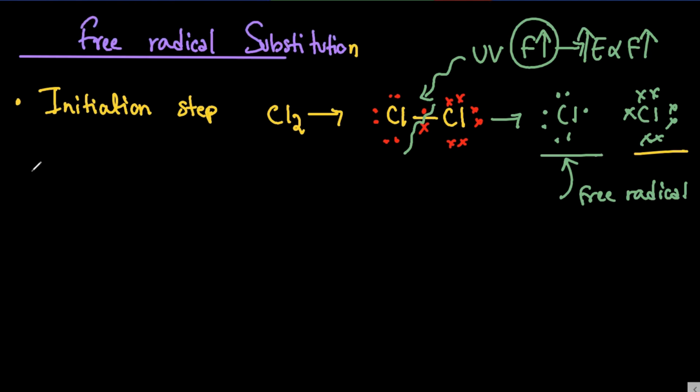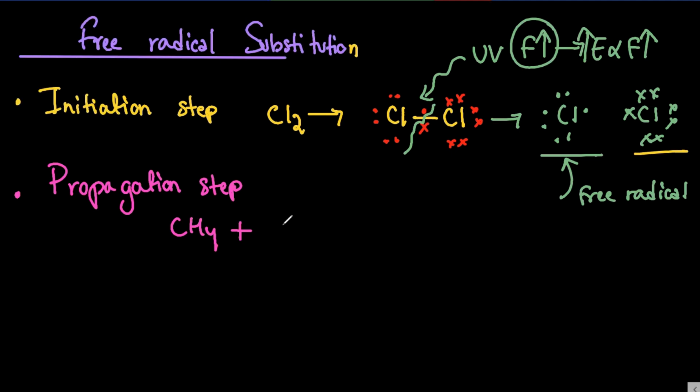Now, the second step is the main game changer: propagation. The propagation step is not that complicated. What does propagate mean? Propagate means continuation. So with the help of energy, you have, let's say, methane, and you have a free radical. As I said earlier, free radicals are hungry species that want to fulfill their necessity, and they want to take away whatever element is nearby.